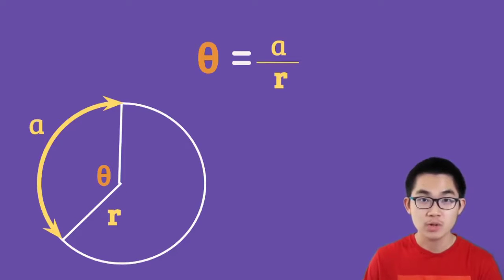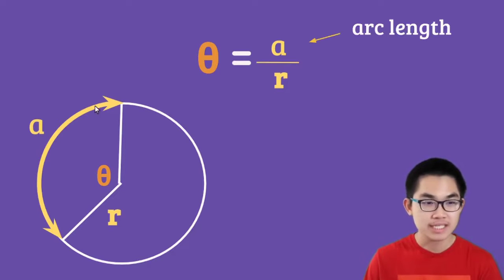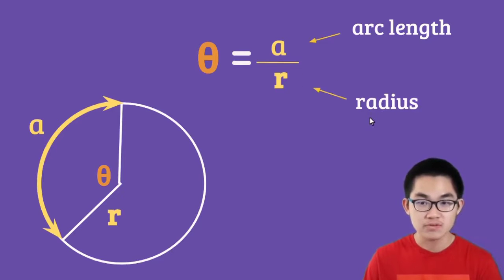Today I'm going to show you a really useful tool in trigonometry that allows you to find any angle inside the circle if you're given the arc length, which is the yellow part of the circumference here, and if you're also given the radius. So to find the angle, just use this formula and take the arc length divided by the radius, and that is going to give you the angle in radians.